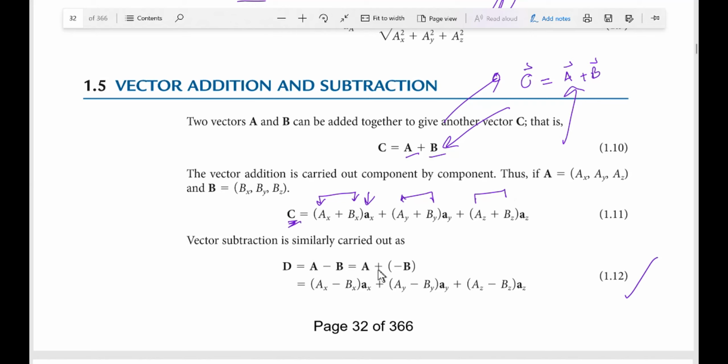If you are doing subtraction, you would have A minus B, which is of course the same as adding a negative. Therefore, you do the subtraction. You make sure that you are not subtracting or adding arbitrarily. You are making sure that you are matching the unit vectors that are respective to each of them.